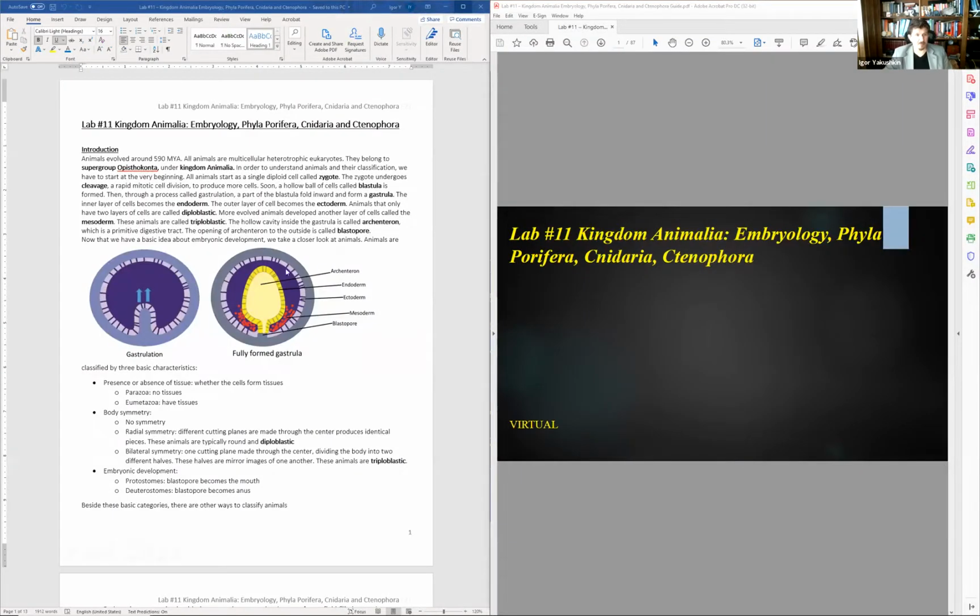Lab number 11, embryology, sponges as well as the Cnidarians. So the jellies, we have the stinging jellies and the comb jellies.